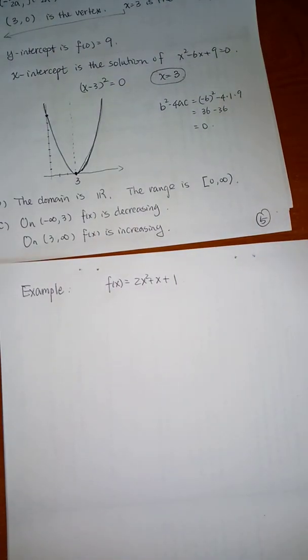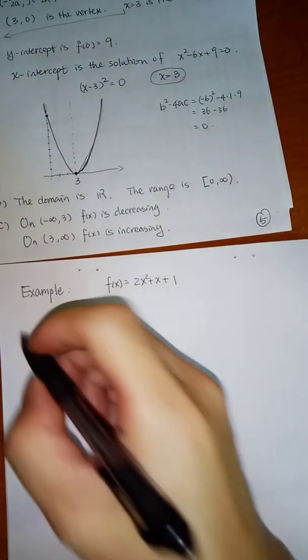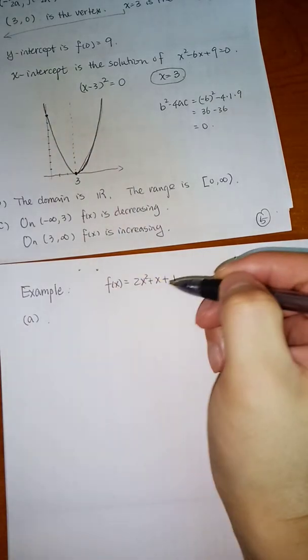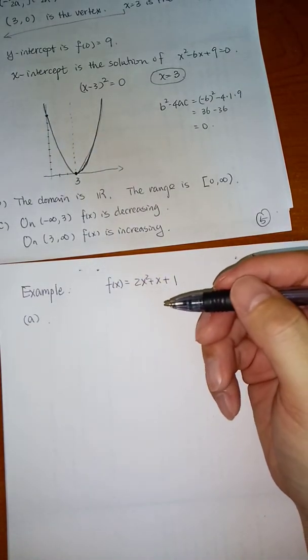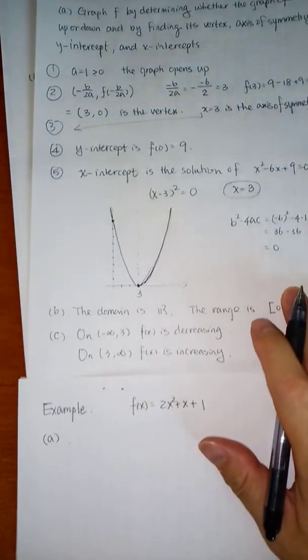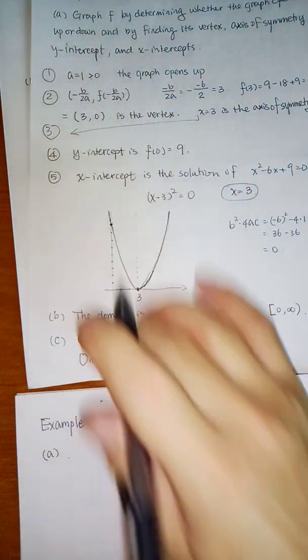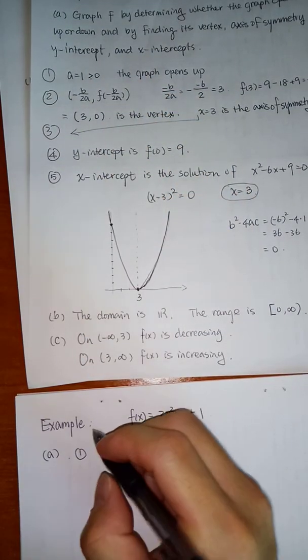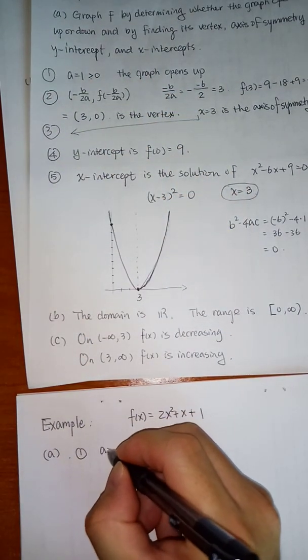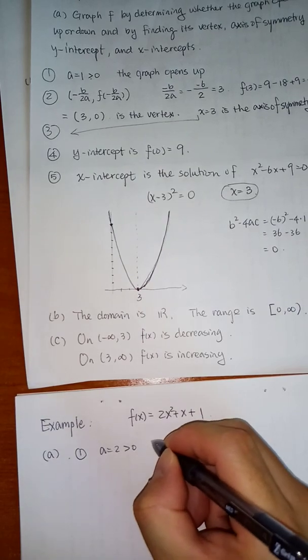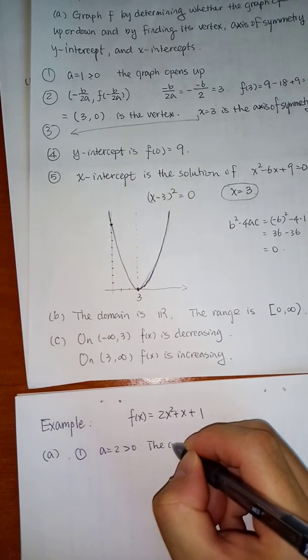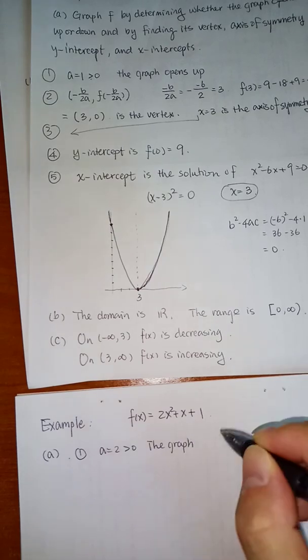Now, 2x squared plus x plus 1. Same question. We are going to have this list of information. The opening: a equal to 2 is positive, so the graph opens up.